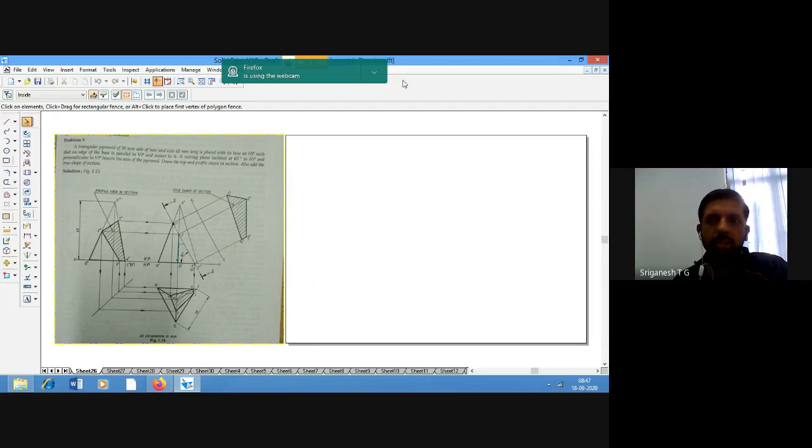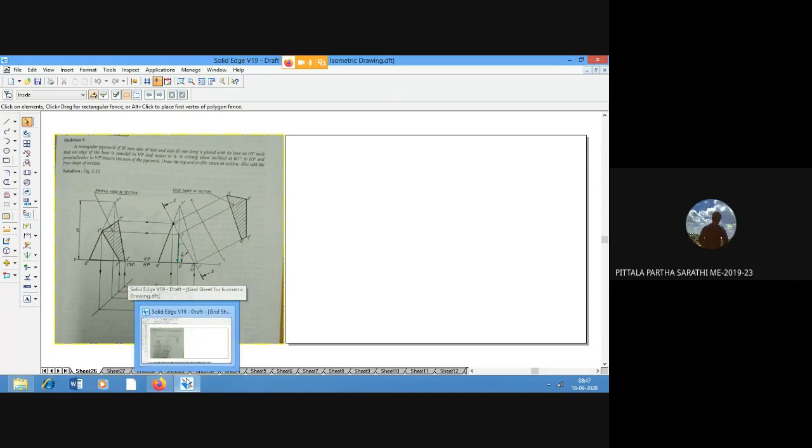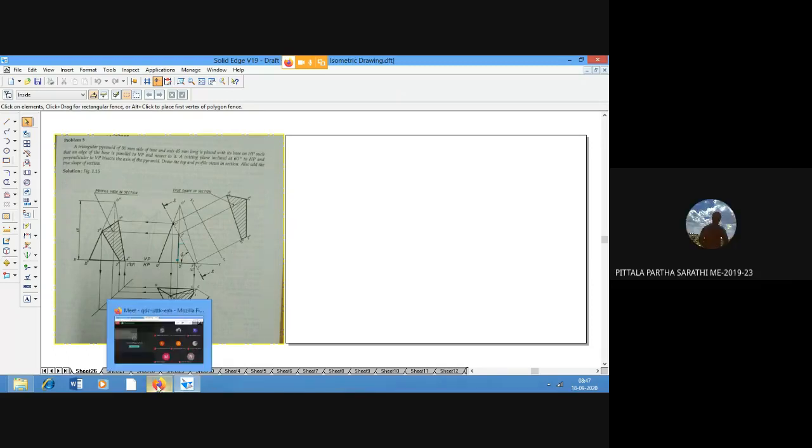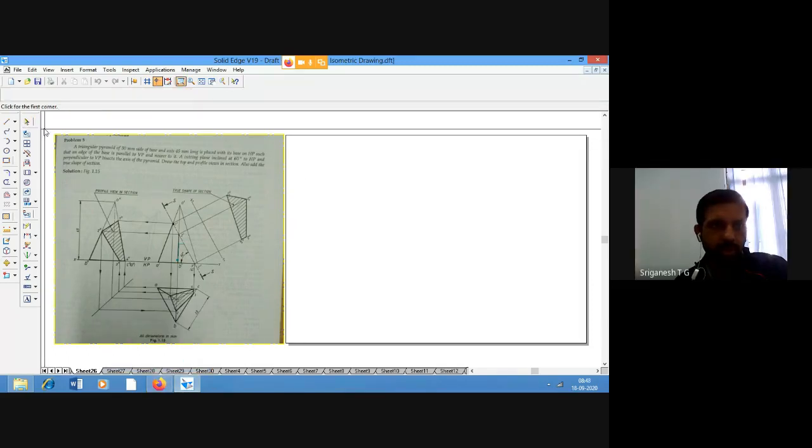Yes, can you see the screen? The Solid Edge software screen? Yes, sir. Yes or no? Yes, sir. Okay, fine.